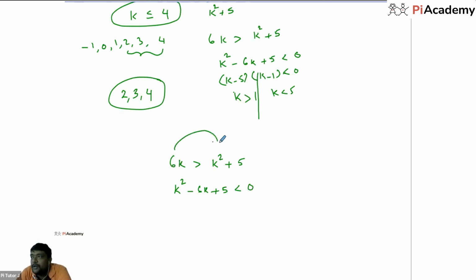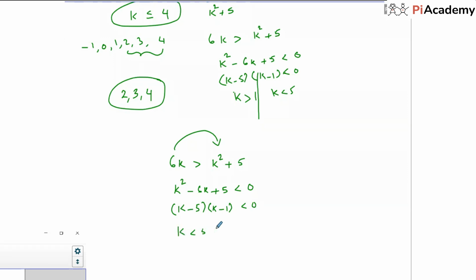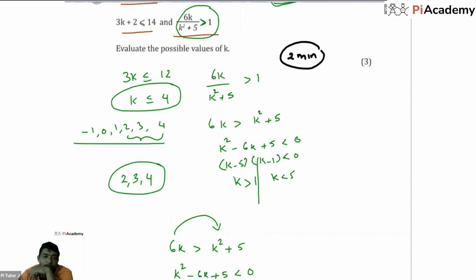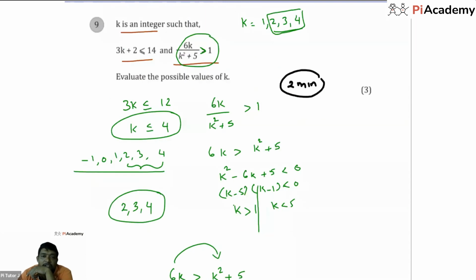Understand, you're taking the 6k to the other side, so it is less than 0. Now, if you factorize this, you have k minus 5 times k minus 1 is less than 0. So k is less than 5 and k is greater than 1. It should be less than 5 and greater than 1. So the possible values that satisfy both conditions are 2, 3, 4. Make sense? Good.